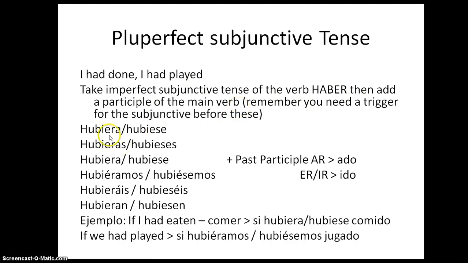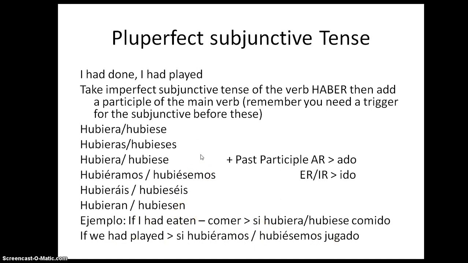And remember that in the pluperfect subjunctive, we've got two possible endings, hubiera or hubiese. Both equally as widely used, so you can choose whichever you want. Hubieras, hubieses, hubiera, hubiese, hubiéramos, hubiésemos, hubierais, hubieseis, hubieran, hubiesen. So that's I, you, he, she, it, we, you plural, and they. Past participles are the same. So my example, si hubiera comido, si hubiese comido, if I had eaten. And if we had played, si hubiéramos, hubiésemos jugado.